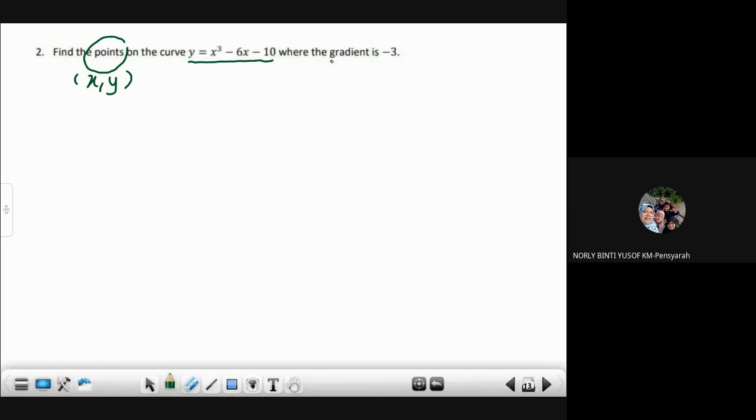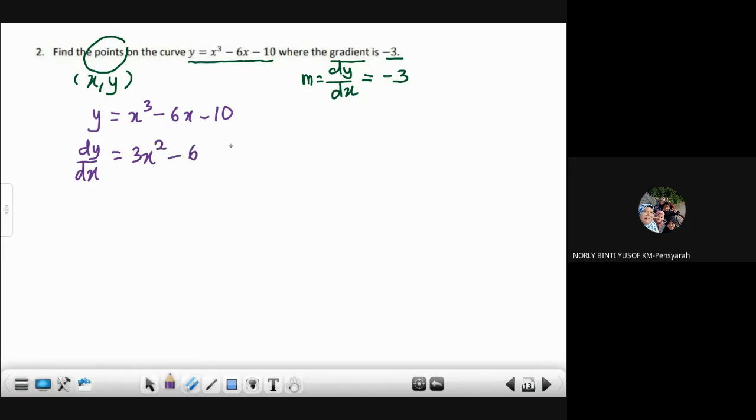Where the gradient is negative 3. So dalam kepala tahulah gradient tu adalah dy dx. So this one actually the value of dy dx, negative 3. So kita differentiate dulu kita punya curve iaitu y lah. Walaupun given the gradient is negative 3 ataupun the first order is negative 3. So differentiate first dy dx, you got 3x squared minus 6. Differentiate negative 10, you got 0.